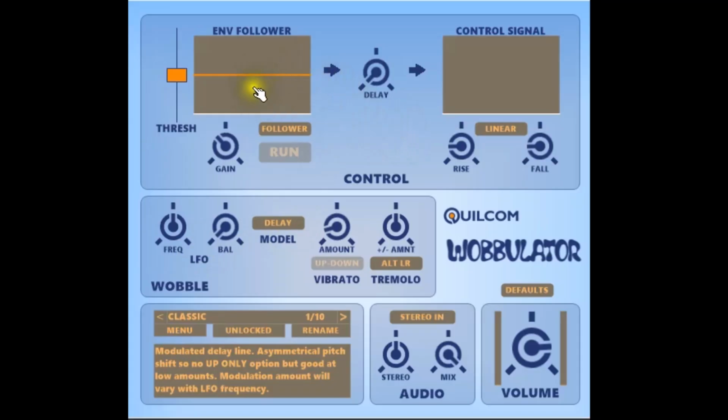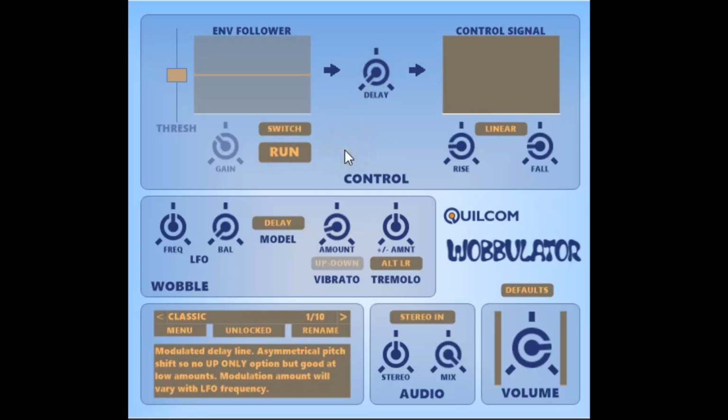We have an envelope follower which can track the input amplitude, and we can set a threshold to bring in the vibrato or tremolo. I'm going to call it wobble, and we can introduce an onset delay for that, and we can set the rise and fall times of the control signal, and we can set it to linear or exponential. If you don't want to use the envelope follower for automatic wobble, then you can change it from the follower to the switch, and then when you press and hold the run switch, you will get the control signal which produces the wobble, and the delay is still effective if you set a delay.